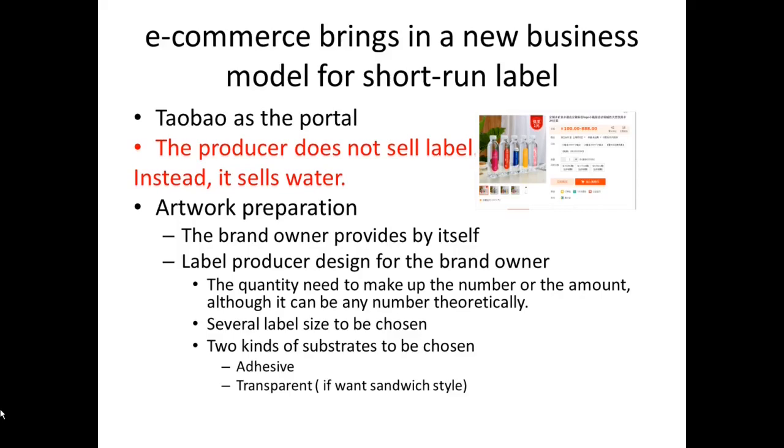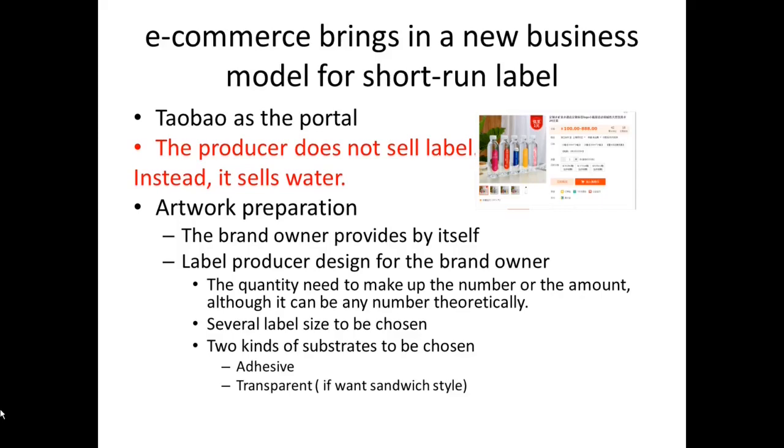There are several things we need to consider. The first is the quantity. The quantity needs to make up a round number or amount. The purpose is that it's easy to do the gain imposition. Of course, if you're using Haiyaa, theoretically it can be any number.